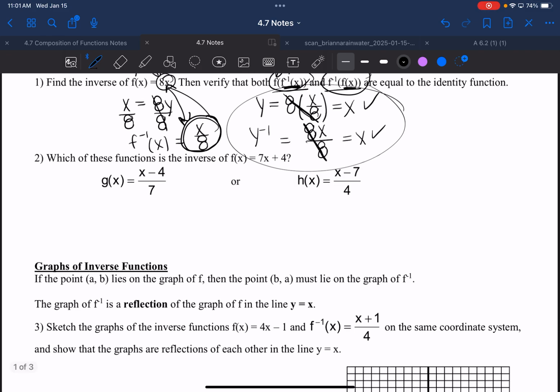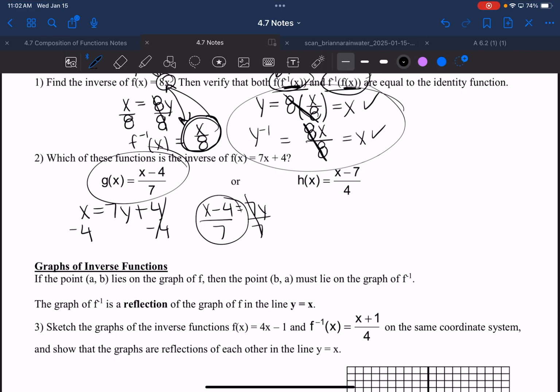All right, so on number 2, that f of x equals 7x plus 4. How did you guys find the inverse? What was your first step to find that inverse equation? Right, so now I'm going to have x equals 7y plus 4. And then where did we go from there? Subtract 4. And then what do we do? Okay, so I got x minus 4 equals 7y, and then I divide by 7. Perfect. So this is what we're left with. This is our inverse function. So was it g of x or h of x? g of x. Okay, perfect.